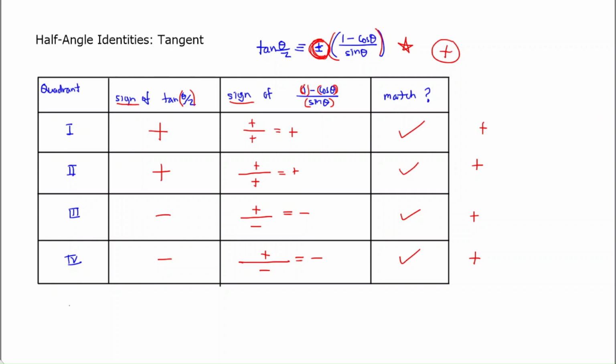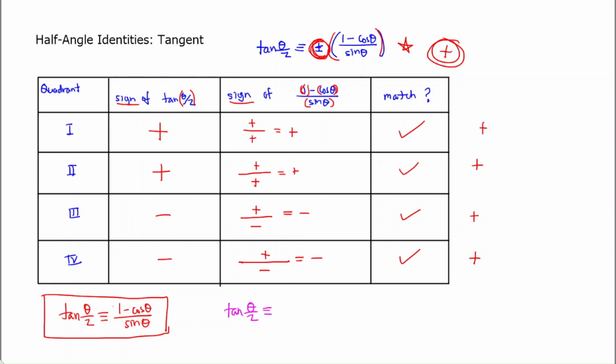So what we can say for sure now is that tangent theta over 2 is identical to 1 minus cosine theta over sine theta. We can be absolutely certain about that now, choosing the plus in our plus or minus. All right, now there is another option we could have pursued at the beginning.